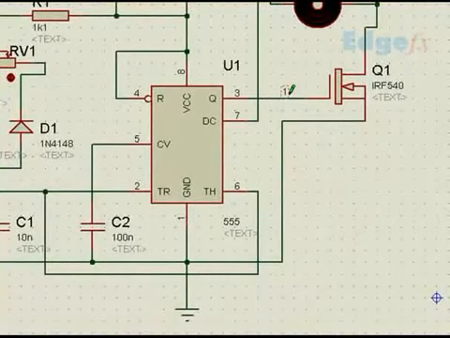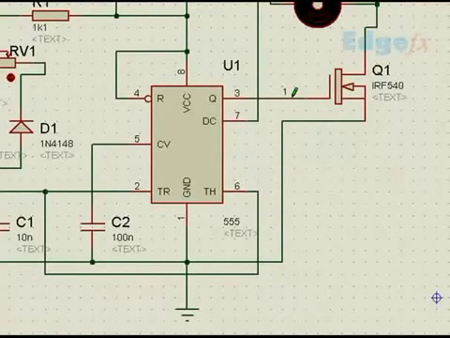So similarly, the on time or off time can be varied using a microcontroller and writing a program accordingly.